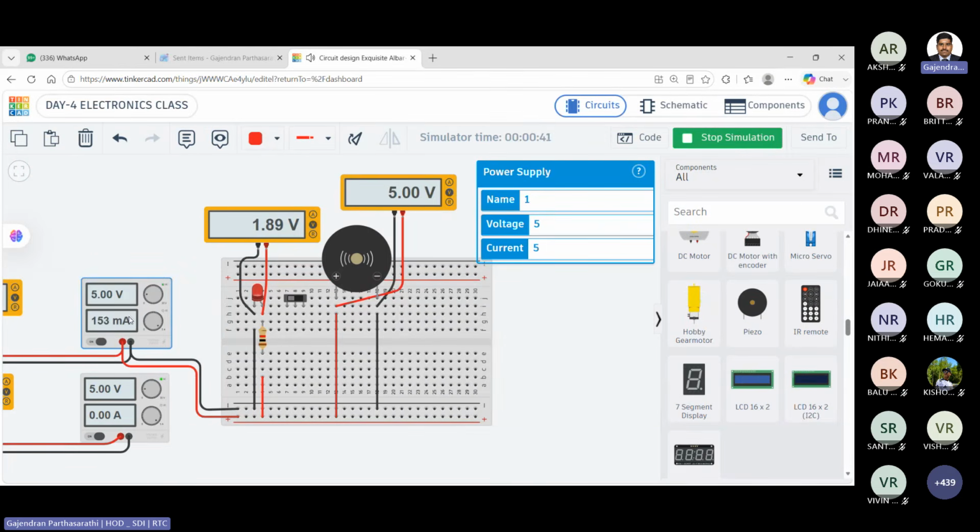What is analog? I'm going to vary the voltage. Can you hear the change in sound slowly?